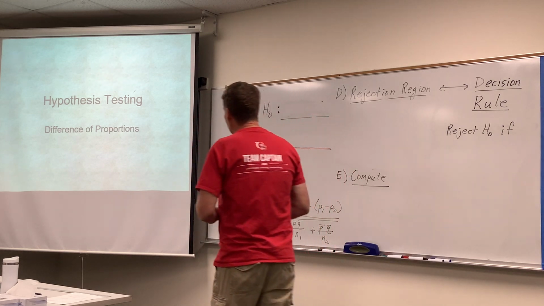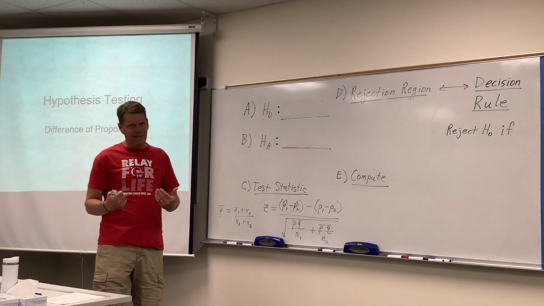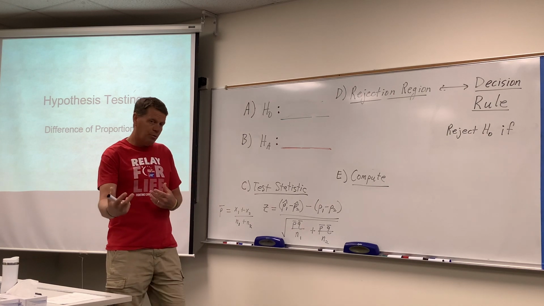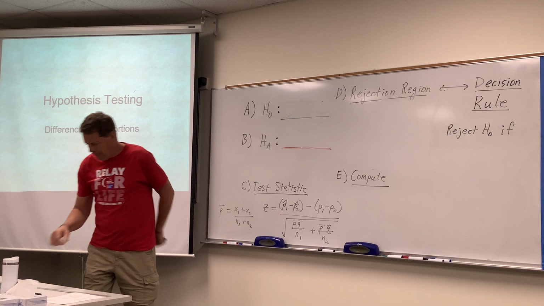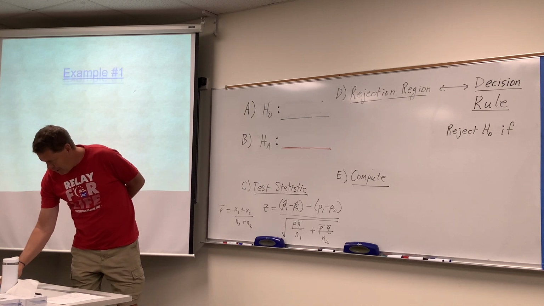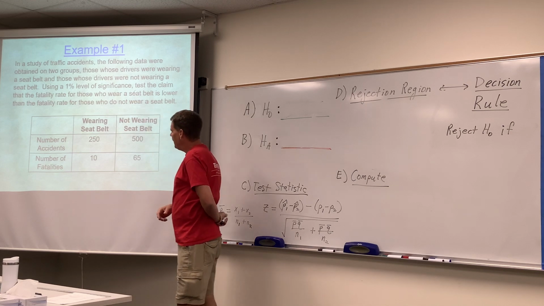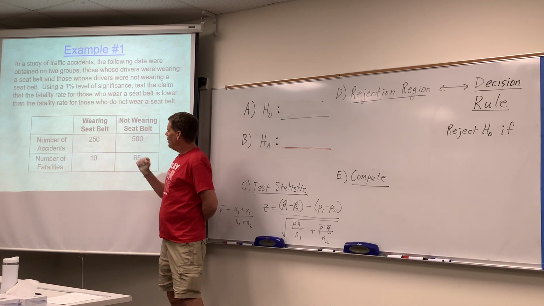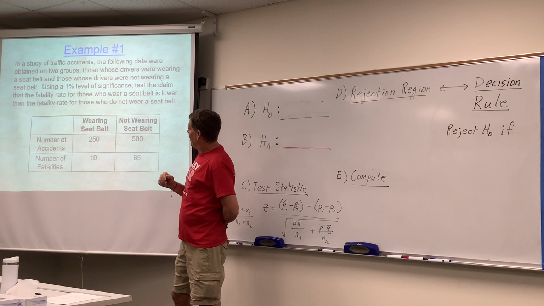Difference of proportions. All right, we're comparing 2 populations now. And we're going to see if there's a significant difference between the percentages related to these 2 populations. So, if you would look at example number 1 here, we have some data about traffic fatalities related to people who are wearing a seatbelt and people who are not wearing a seatbelt. All right?